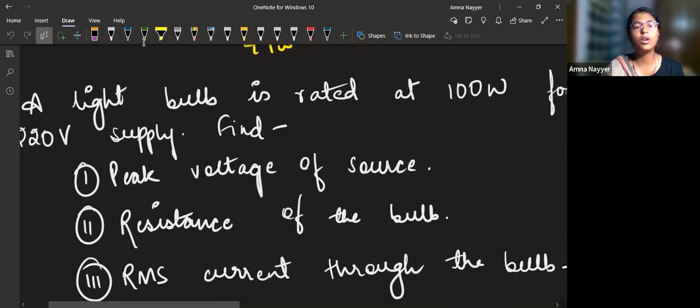This is a 100 watt bulb for 220 volt. Take 2 minutes, then I'll discuss with you.